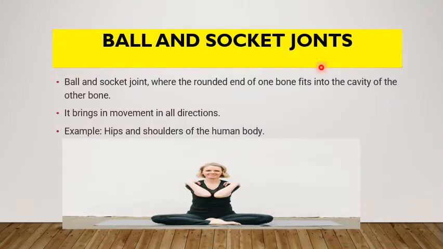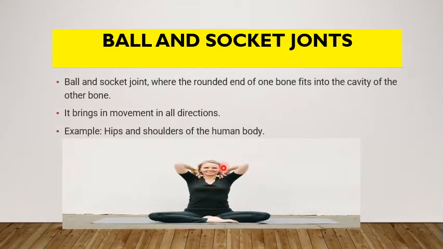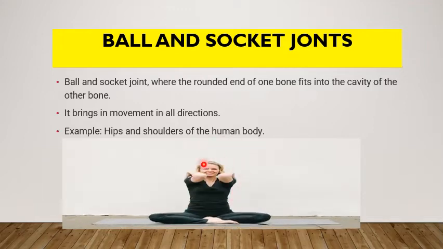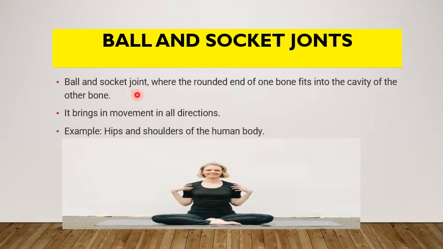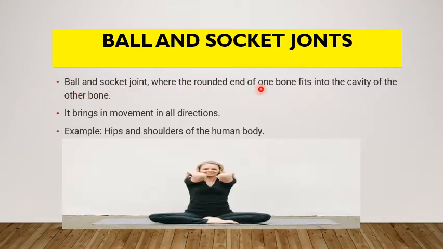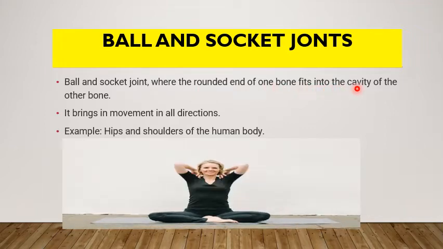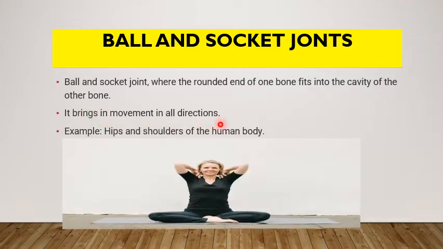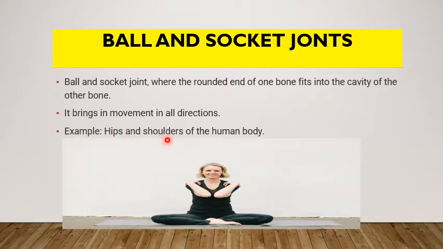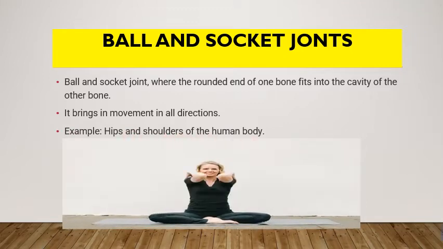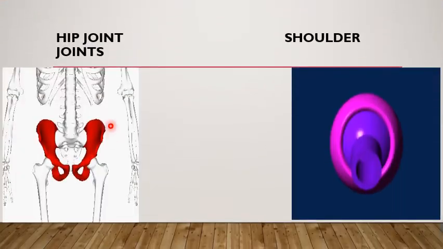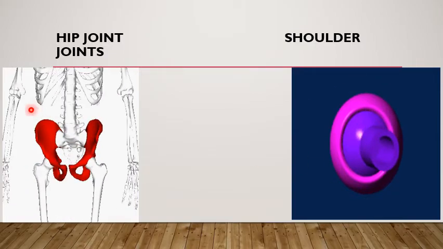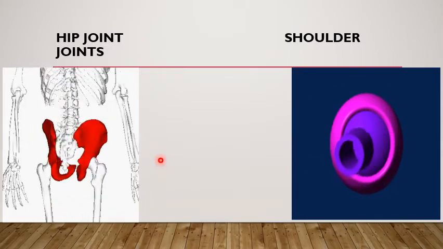Ball and socket joint. As you are seeing this beautiful lady, she is doing a shoulder exercise. So ball and socket joints are where the rounded end of one bone fits into the cavity of the other bone. It brings in movement in all directions. Example, hips and shoulders of the body. Hip joints and shoulder joints are examples of ball and socket joint.